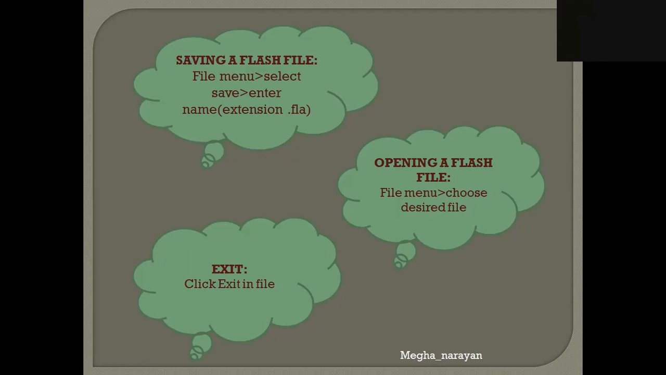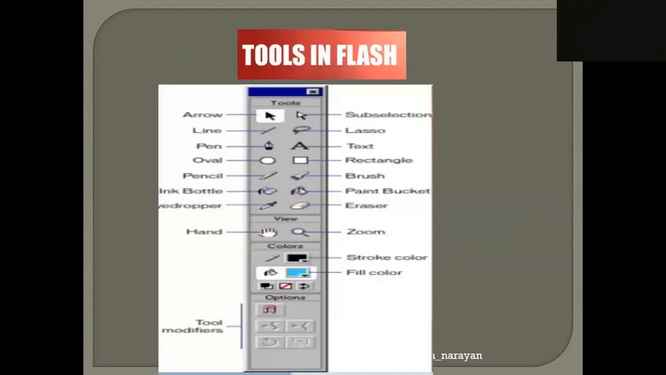The most important part is saving a file along with the extension. Like this is a particular computer class going on. If I want to save, I will write class 8 computer.fla, showing that the file belongs to the Flash application. Moving on to the next part.